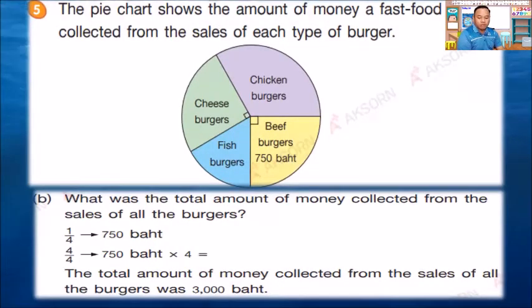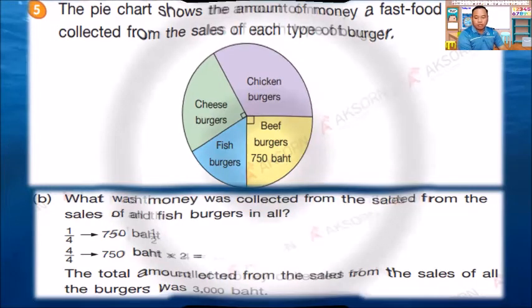Now, question letter B. What was the total amount of money collected from the sales of all the burgers? Of course, 1/4 equals 750 baht. So 1/4 times, or 4 over 4, because there are 4 sectors, 4 types. So we have 750 times 4 equals 3,000 baht. Is it clear? So the total money collected from the sales of all the burgers was 3,000 baht.